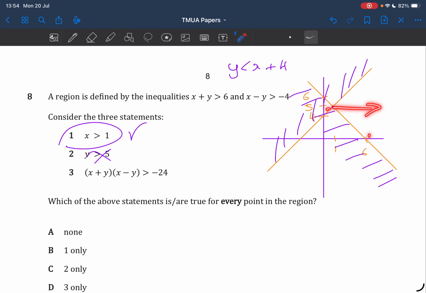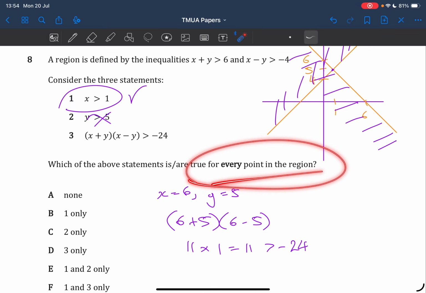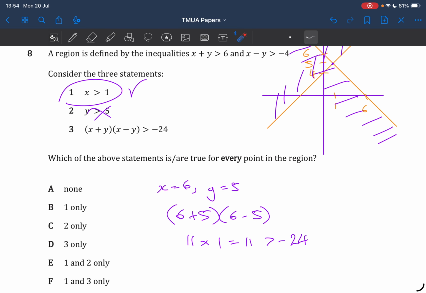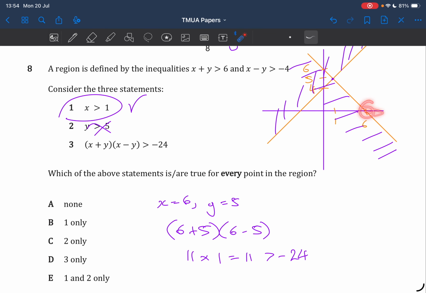Well, I can pick 6, 5, yeah? So if I make x 6 and I make y equal to 5, what do we get? We get 6 plus 5 times by 6 minus 5. That's 11 times by 1, which is 11, which is bigger than minus 24. But is it true for every single point? Can we find one that breaks? So can we do the other way round and find something where actually y is bigger? Well, yeah, instead of thinking about this point, let's just move down. What if we do, like, not this exact point, but we can move one to the right?